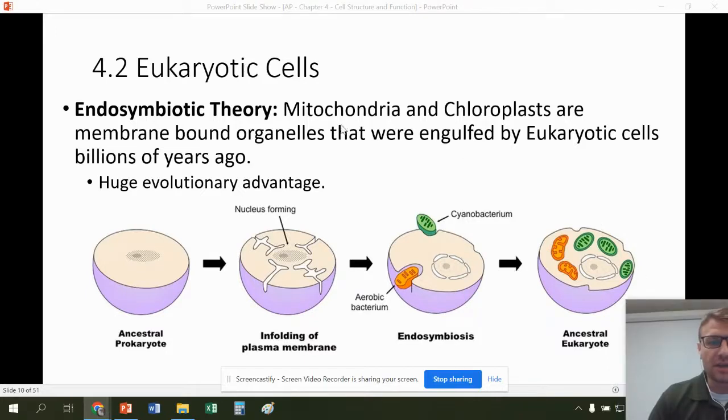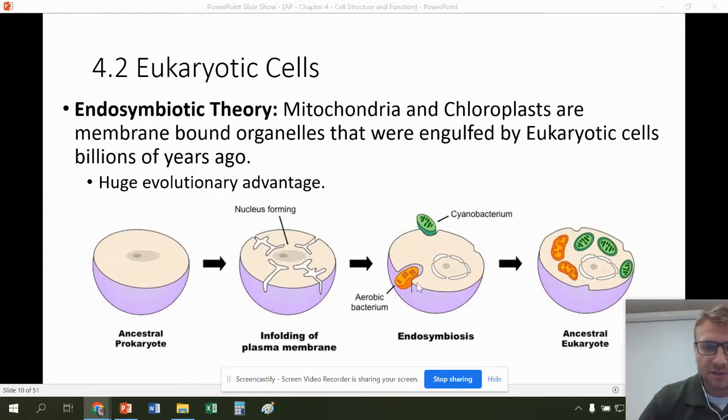So one thing that we see here is that mitochondria and chloroplasts are in these eukaryotic cells, and these are membrane-bound organelles. And they're very specific membrane-bound organelles. What the evidence points to is that over billions of years ago, there was a huge evolutionary advantage for a cell, as an ancestral prokaryotic cell, to intake other cells.